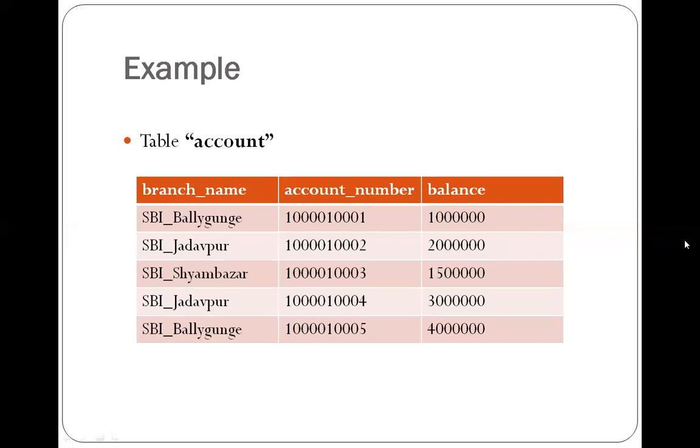Right? But again consider the branch name has been repeated. That means the first one and the fifth one, these two accounts are in the SBI Baliganj. The second and fourth, these two accounts are in the SBI Jadavpur.